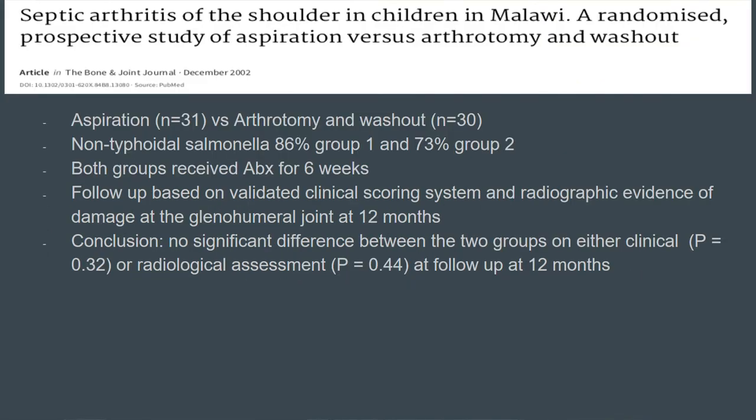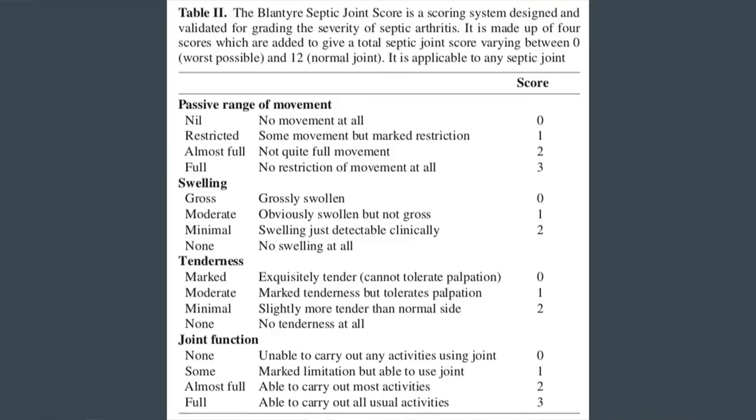This was a prospective trial in Malawi that looked at 31 patients that were treated with aspiration and 30 with arthrotomy. And this was septic arthritis of the shoulder. The most common organism was non-typhoidal salmonella in these groups. They both received antibiotics. And then they developed this scoring system from 0 being worst outcome to 12 being good outcome. They looked at that as well as radiological evidence at the end of the 12 months. And basically, this is how the two groups fared.